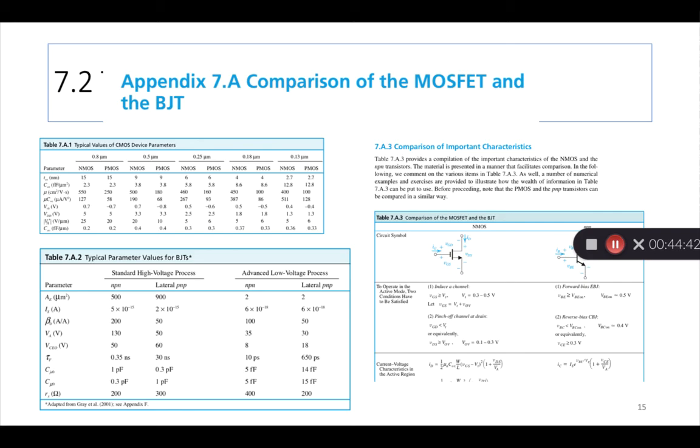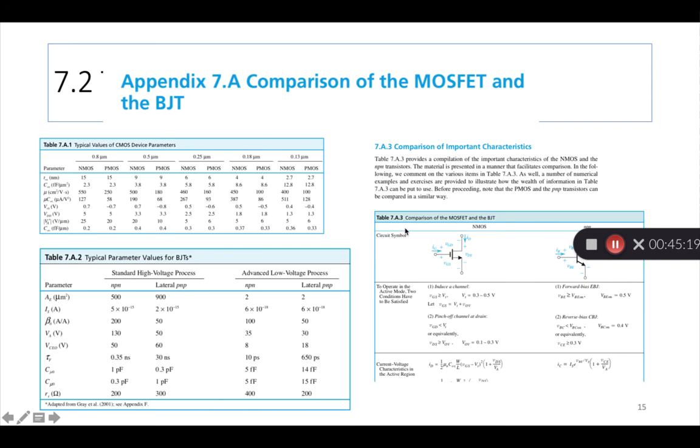One important thing I wanted to show you, I think you should take a look at the appendix in chapter 7. This is a unique appendix. It is attached to a chapter, not to the end of the textbook. But in chapter 7, in appendix 7.A, there are a lot of comparisons between MOSFET and the BJT. Lots of good notes, good tables like this, technology, device parameters for MOS, for BJTs, everything that we have studied so far, it's all shown here.